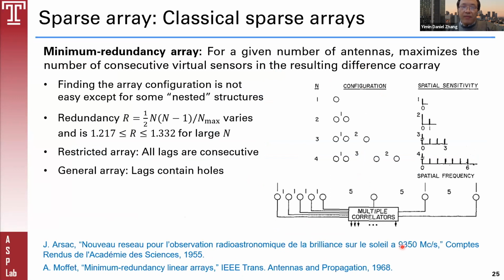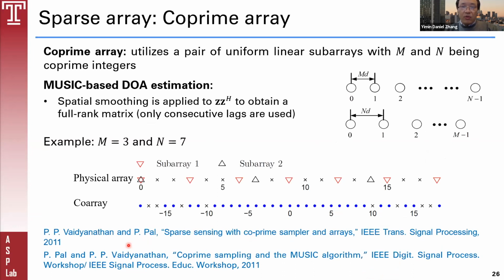So this is the minimum redundancy array, which was initially talked about in 1955 and then 1968. And then again in 2010 and 2011, the Caltech group developed the coprime array and also the nested array. The coprime array used two subarrays, where M and N are coprime. One subarray used N sensors with Md spacing, whereas the other one used M sensors with Nd spacing. When you put them together, you can get the difference coarray lags like this. Here we can see that these lags are consecutive, whereas here we have some holes. Basically, in the lag domain, they are missing.